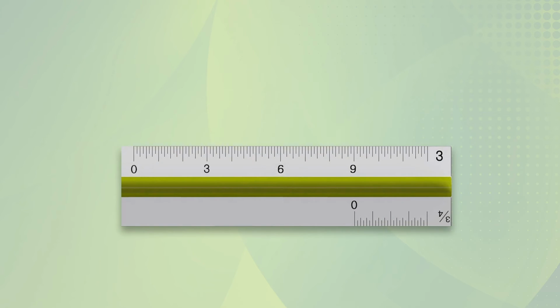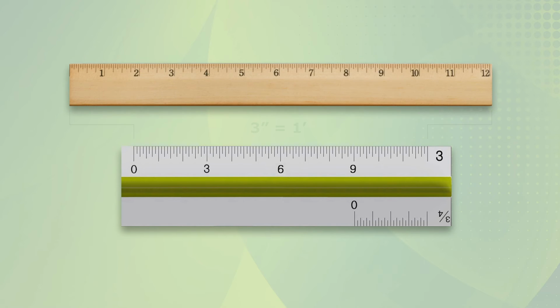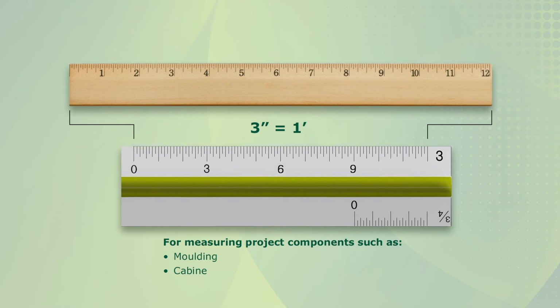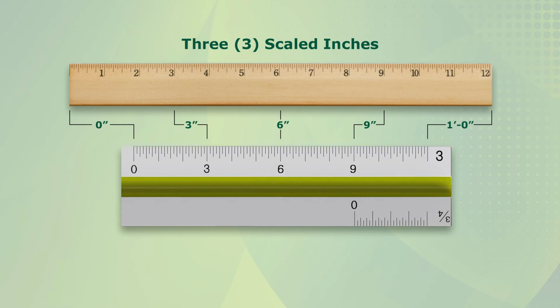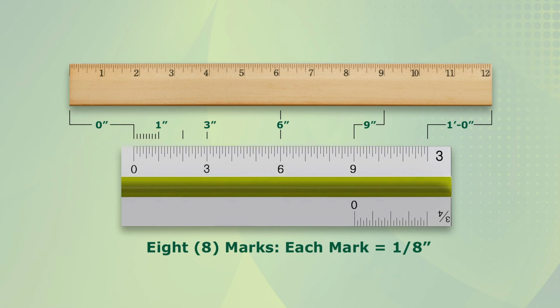And one last example. In this case, the scale is for measuring drawings where 3 inches equals 1 foot. This much larger scale would be used when measuring a component of a project where you need a very precise measurement. Some examples would be a molding, a cabinet detail, or a window sash muntin. We now see the labels 3, 6, and 9, each representing a 3-inch scaled measurement. If we look even closer, each increment is divided into 3 sections, each representing 1 scaled inch. Counting the tick marks from 0 to 1 inch, there are 8 marks. Therefore, each mark represents 1/8 of 1 inch.